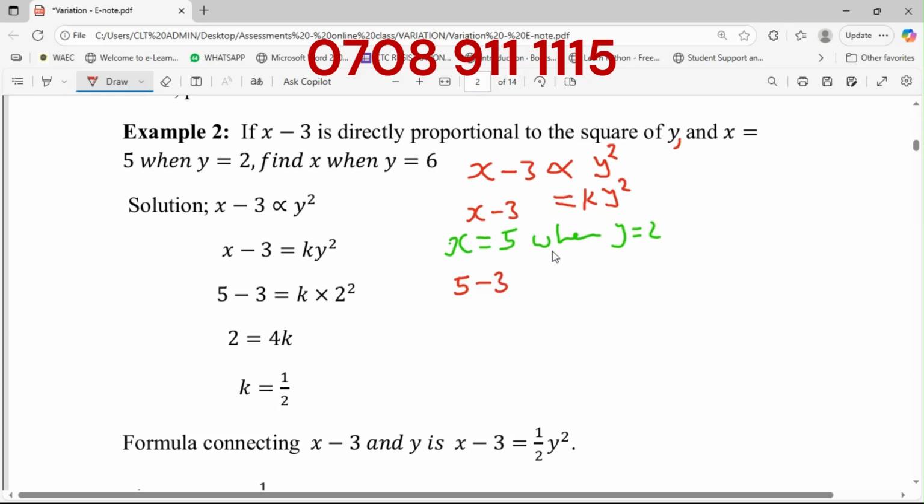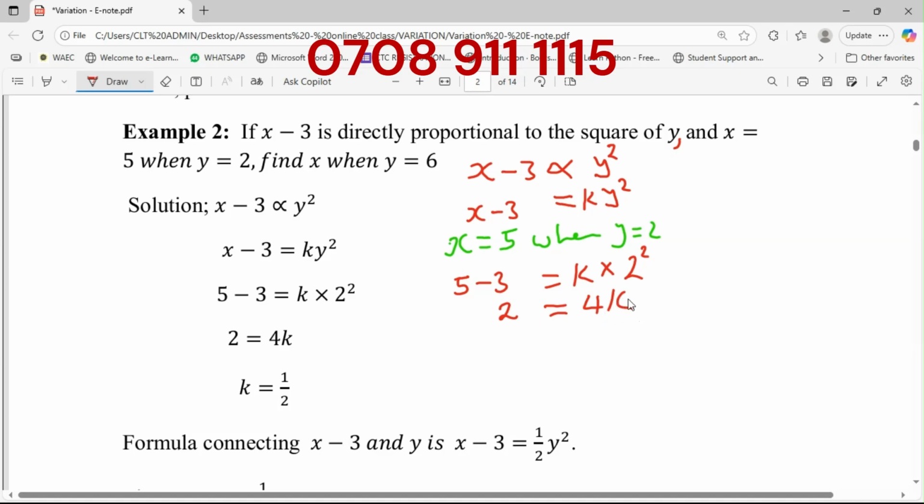Because x equal to 5 equal to k times y squared. ky squared means k times y squared. Now, we're given that when x is 5, y is 2. So I'll now say 2 squared. So 5 minus 3 is what? 5 minus 3 is 2, right? Equal to 2 squared is 4. So 4 times k will give us 4k.